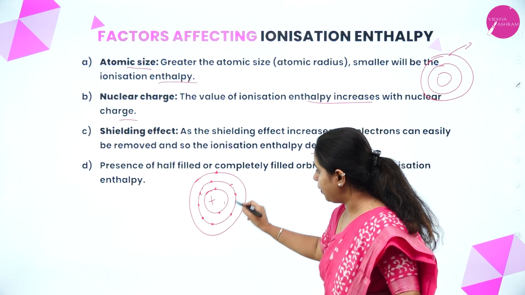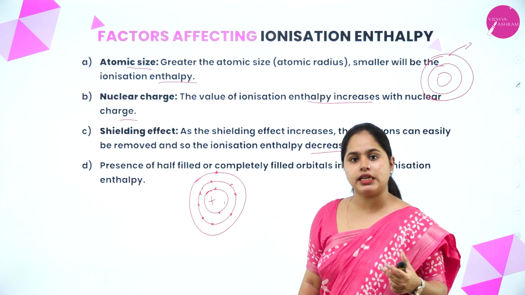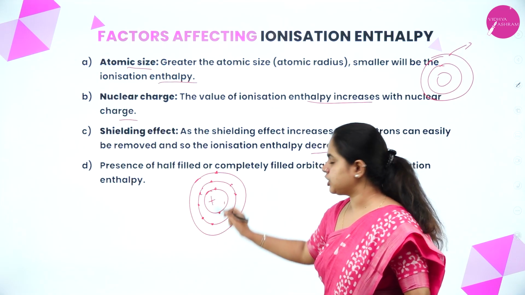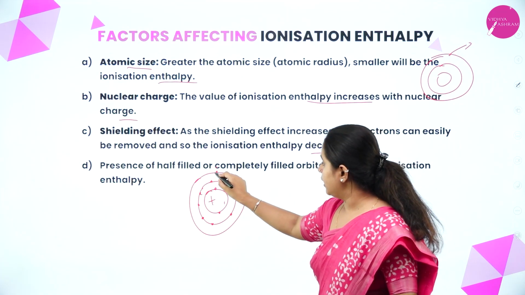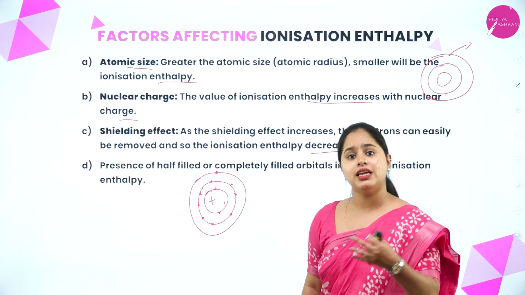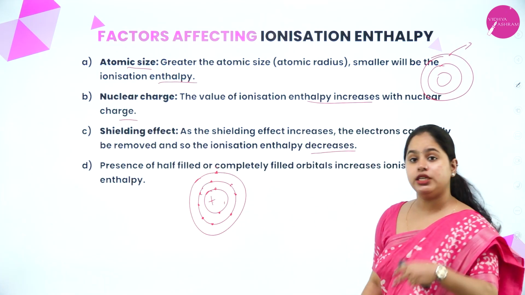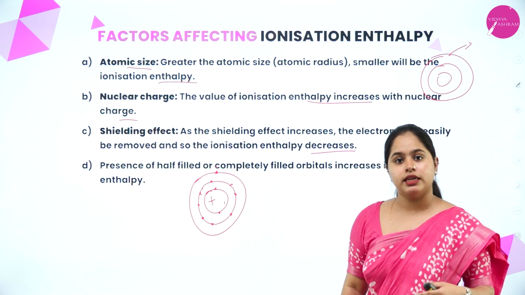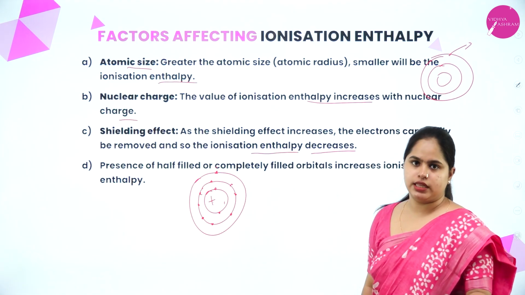So if the shielding power of the penultimate shell is increasing, that means they are very well shielding the nucleus from the outermost shell. So the electron will be loosely bound there, and we can easily remove it. I hope it is clear. Hence, as the shielding effect increases, the electron can be removed easily, so only a very small ionization enthalpy is required.